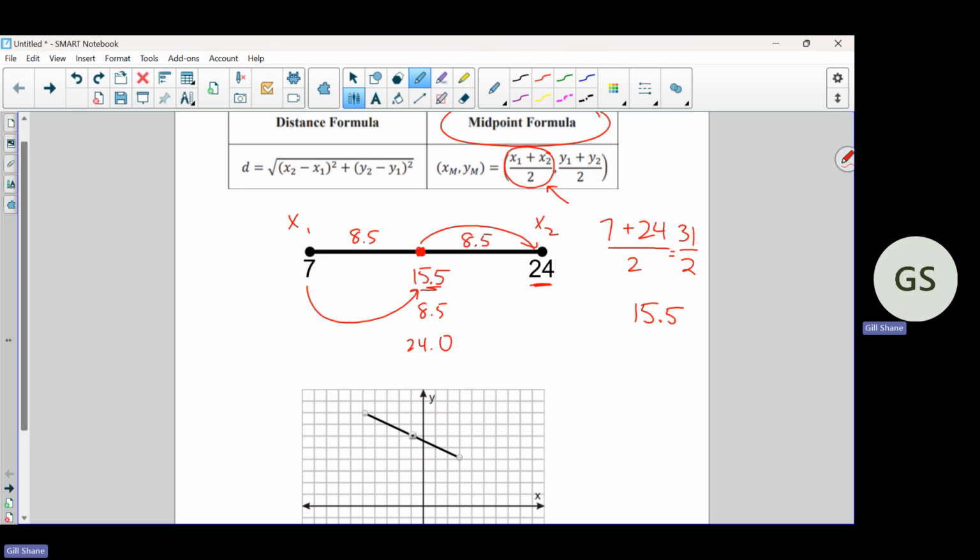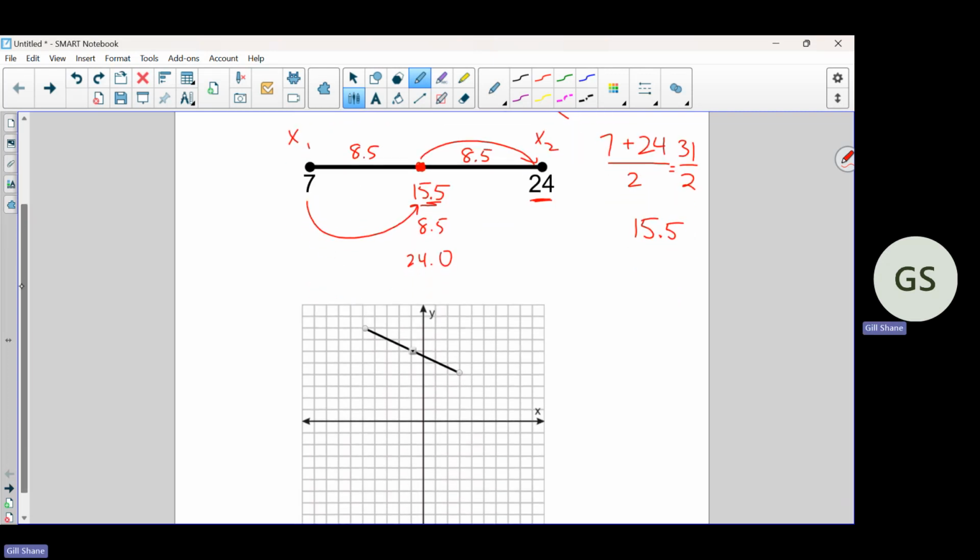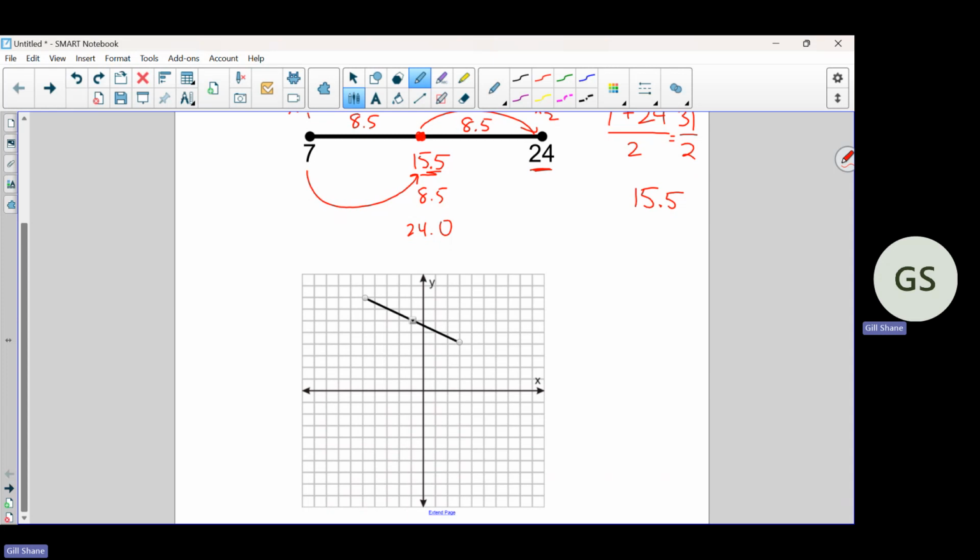That's the definition of midpoint. It creates 2 equal length segments. So that's how you would do it using a line segment. A line segment that is not on the coordinate plane. So now if we have a line segment that is on the coordinate plane.